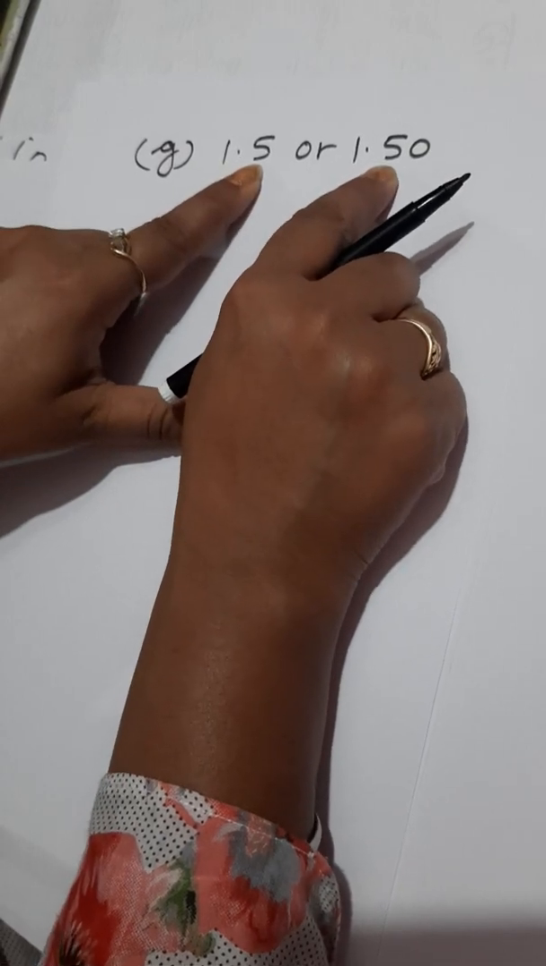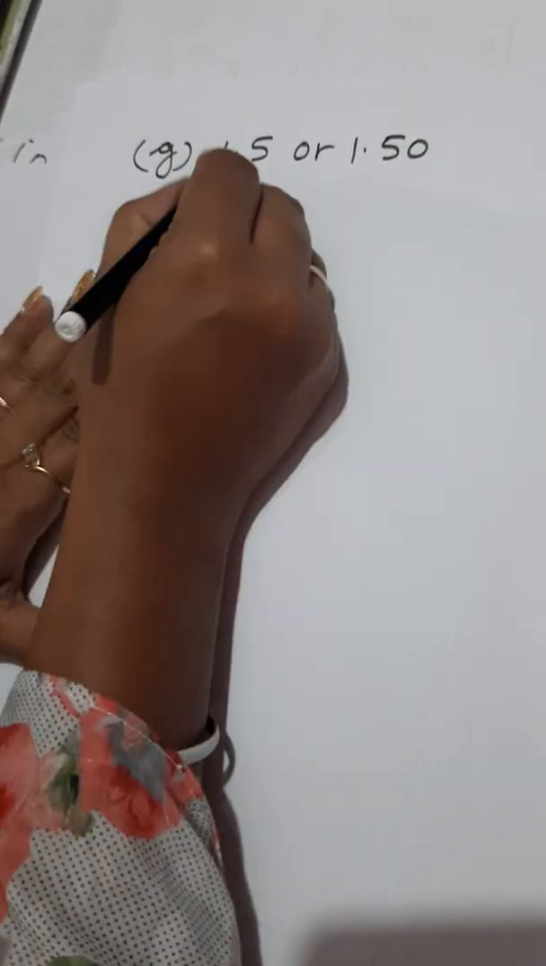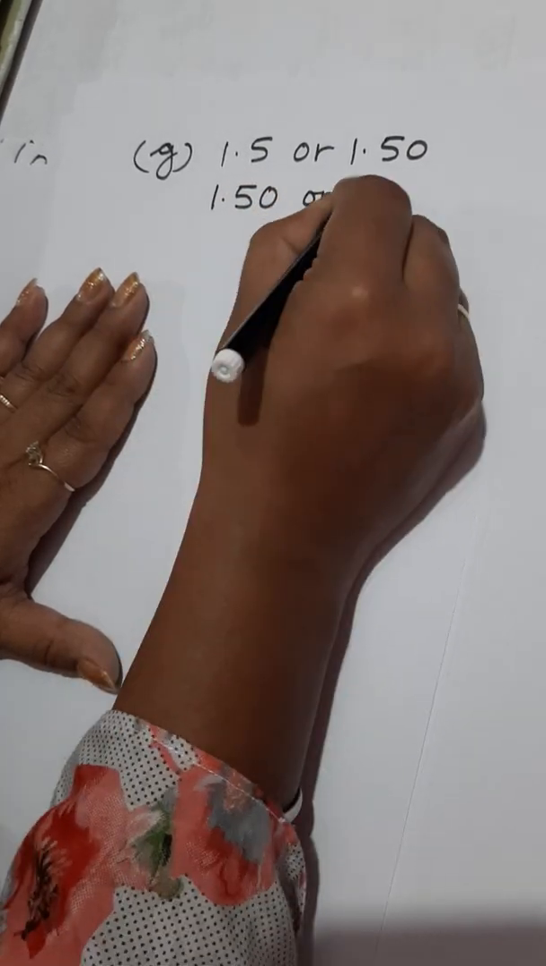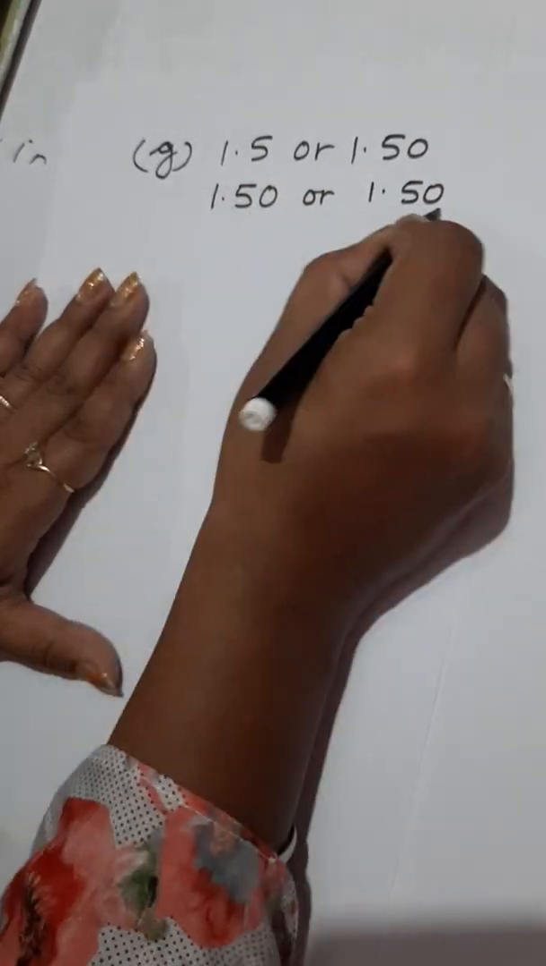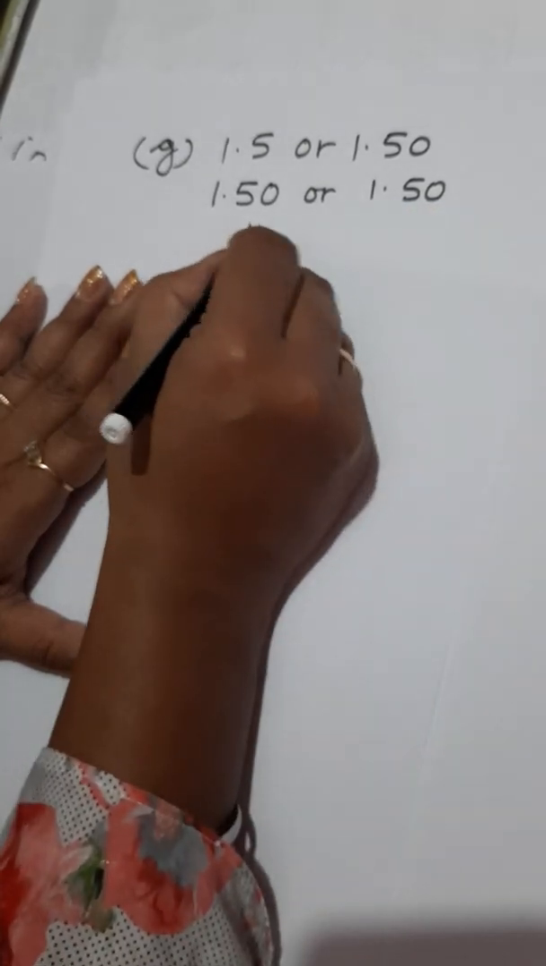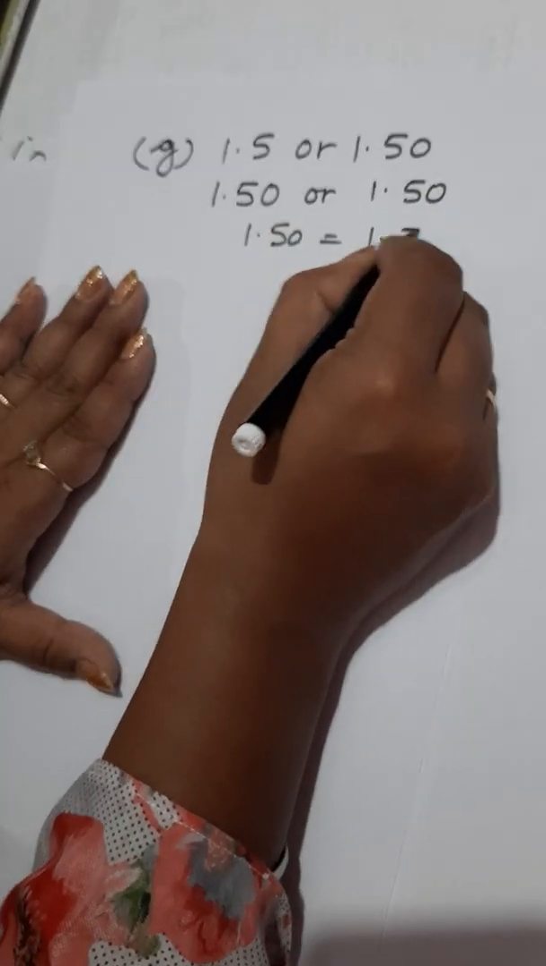Now next we have G part. Here G part is 1.5 or 1.50. Here whole parts are same. Then the digit at 10th place is also same. This 1.5 can be written as 1.50, so here both are same. Clear? So both are equal.